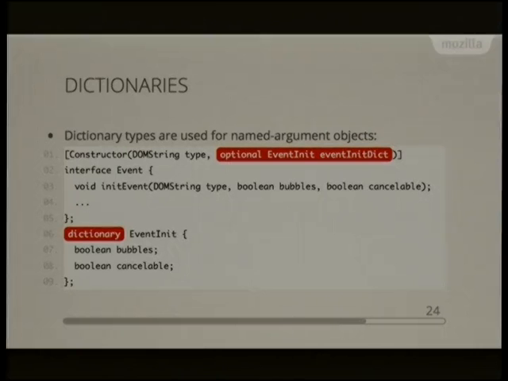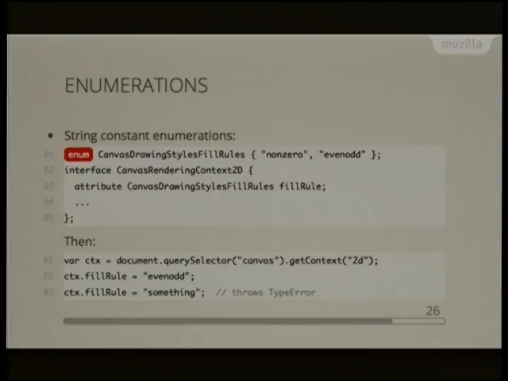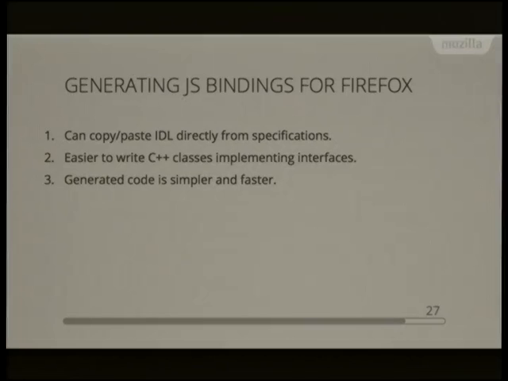Another one is dictionaries, I'll just skip over this quickly, to allow named arguments to be passed into methods as well. So if you're familiar with DOM events, you can get some really long initialization methods with like 5 booleans in a row and you don't know what they are. So this makes them more readable APIs. And I'll skip some more things there.